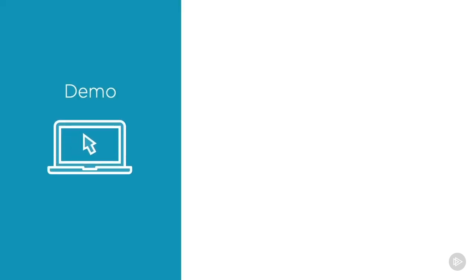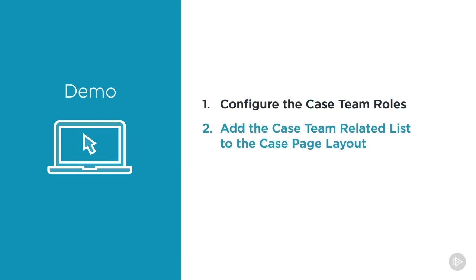In this demo, we'll configure a case team from scratch. We'll first configure the case team roles that we will allow case access to. We will then add the case team related list to the case page layout to make case teams available to our users. And finally, we will test case teams out by adding one user to a case that they did not have access to before.